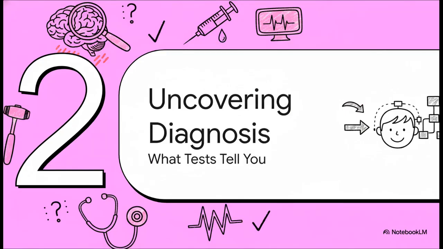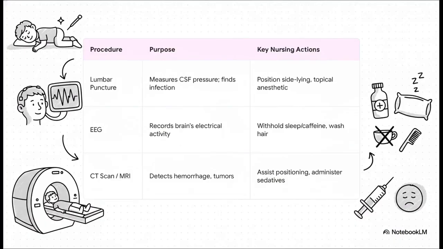Okay, so you've done your assessment, you've spotted the red flags. What's next? Well, now it's time to confirm what's going on with some diagnostic testing. This table is pure gold for your exam prep. For a lumbar puncture, your main job is all about position and comfort, getting the child positioned just right and making sure that topical anesthetic has had time to work. For an EEG, it's all about the prep, maybe keeping the child sleep-deprived, definitely no caffeine, and making sure their hair is clean. And for CTs or MRIs, your role is often about helping with that positioning and managing sedation to get a good, clear picture.